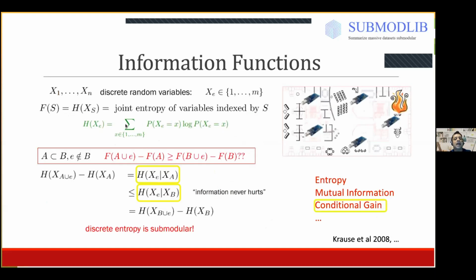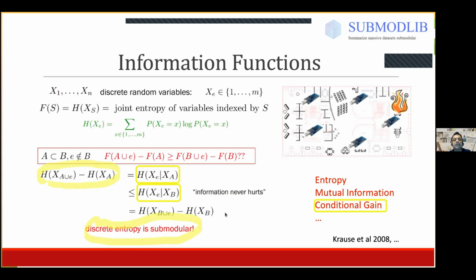Information functions have traditionally been very popular through entropy. We are aware of discrete entropy, the joint entropy of variables indexed by S in this case. And this discrete entropy turns out to be a submodular function. But what you see here is the conditional gain, the gain on adding E to A. Because discrete entropy is submodular, obviously there's diminishing returns. Now, this conditional gain itself has some interesting properties. That's what is highlighted here in yellow.